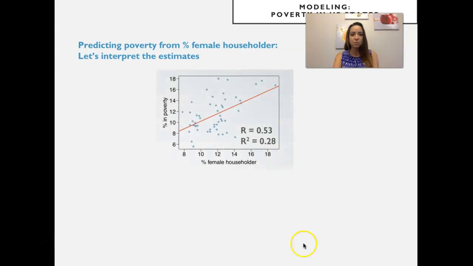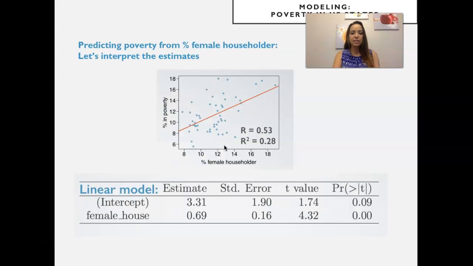Now, let's interpret these estimates. I'm isolating that particular scatter plot from the big plot. We see that R is 0.53, R-squared 0.28. We see a positive relationship that's not super duper strong. You can see the spread of points around that line is quite a bit. So you don't have a 0.9 relationship, kind of like the volume and the weight, but still a considerable relationship.